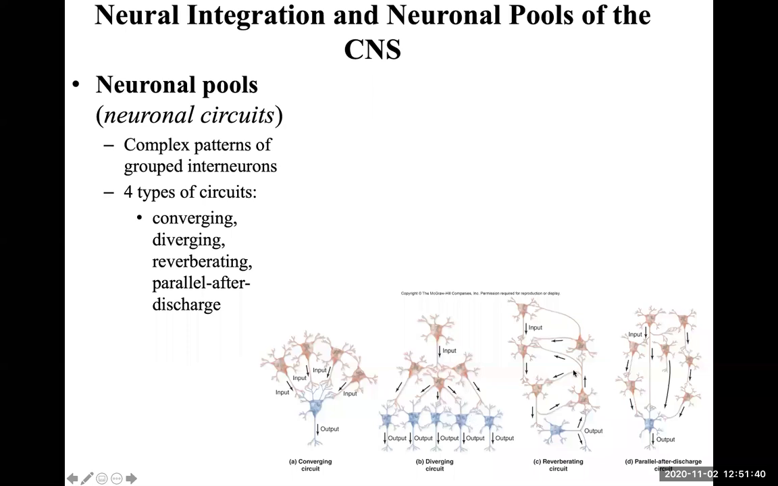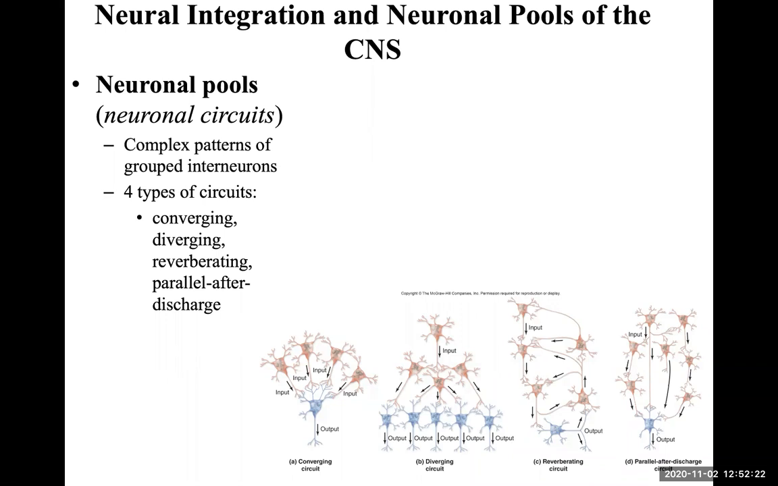With the reverberating circuit and parallel after discharge, this has to do with the arrangement. With the reverberating circuit, the neurons are arranged into a circuit. These are the types of circuits that you see that control a lot of reflexive types of events. For example, breathing. Breathing is not under conscious control. I mean, we can change our patterns of breathing, but we have what we call quiet inspiration and quiet expiration that occurs reflexively, or automatically, and that is made possible by this reverberating circuit.